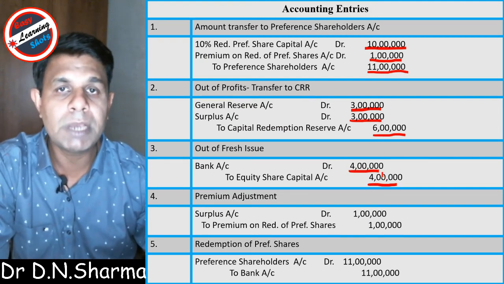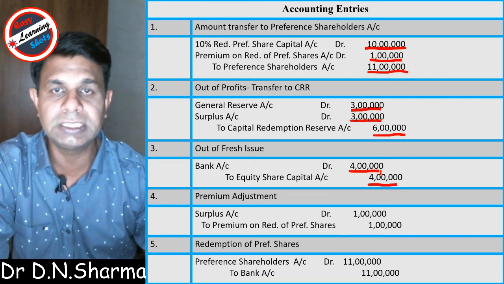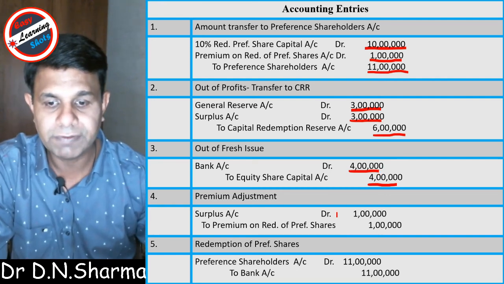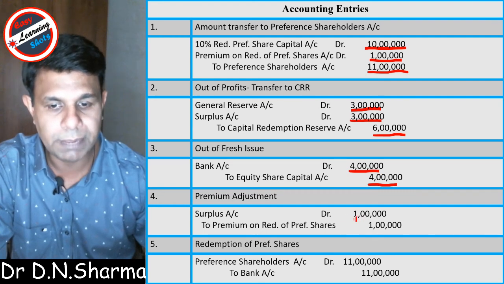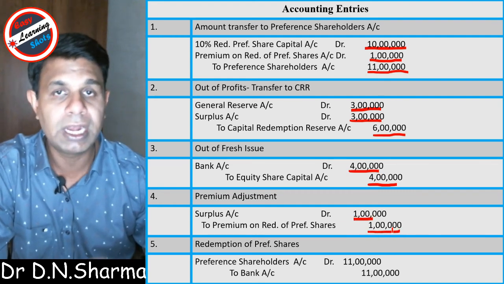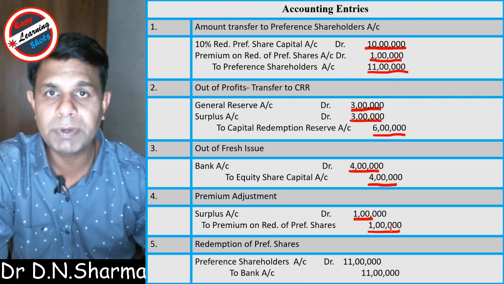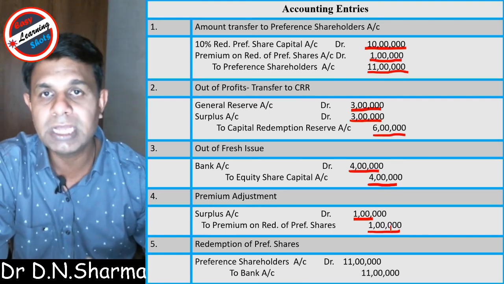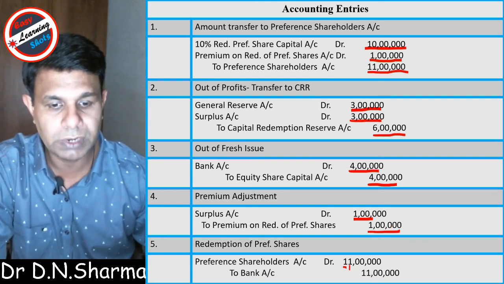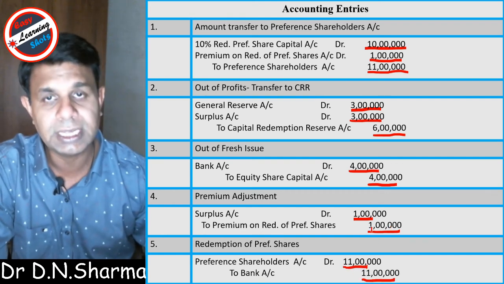Now the premium on redemption of preference shares is adjusted out of profits through the surplus account. So here our entry is surplus account debit to premium on redemption of preference shares with rupees 1 lakh, and our last entry is redeeming the preference shares, or repaying the amount to preference shareholders, and our entry is preference shareholders account debit to bank account with rupees 11 lakh.